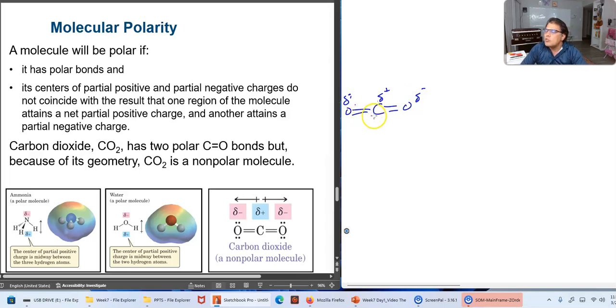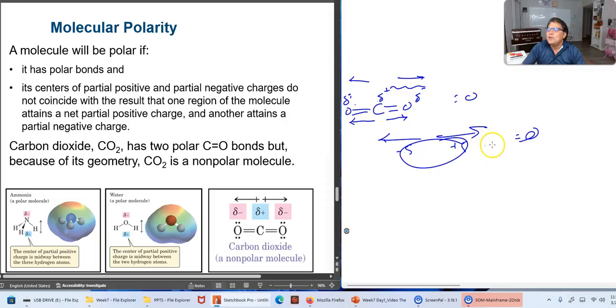But look at the structure: this is a dipole moment in this direction, and this is a dipole moment in the opposite direction. One force goes to the right-hand side and the other goes to the left, so the resultant is 0. If this is -5, this is +5, and if you add that, it is 0. So there is no net dipole moment. That's why this is non-polar, even though the bonds are polar.